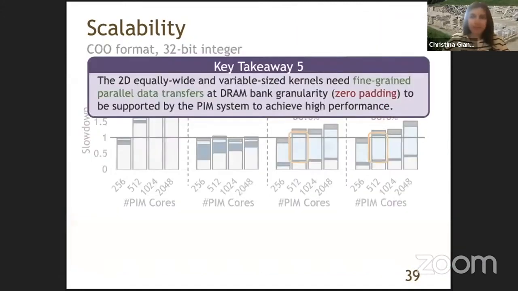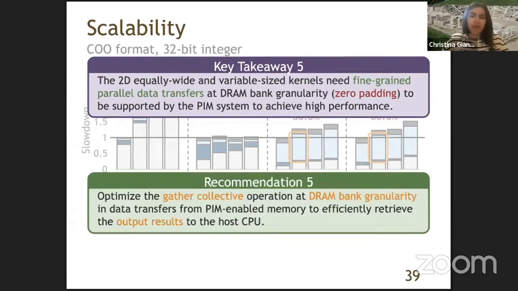thereby creating high bottlenecks in the narrow memory bus. As a result, we conclude that the 2D equally wide and variable-sized partitioning schemes require fine-grained data transfers to be supported at DRAM bank granularity in the PIM system, without zero padding, in order to achieve very high performance. Therefore, we suggest hardware and system designers to optimize the gather collective operation from PIM-enabled memory to the host CPU and provide parallel data transfers at DRAM bank granularity, without zero padding, in order to significantly minimize the overheads of retrieving the final output results on the host CPU.